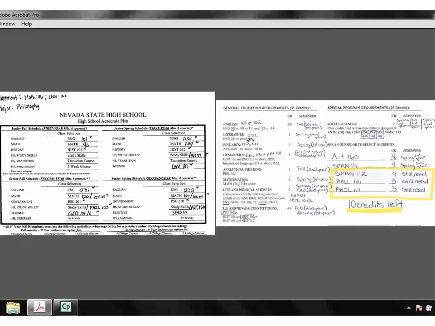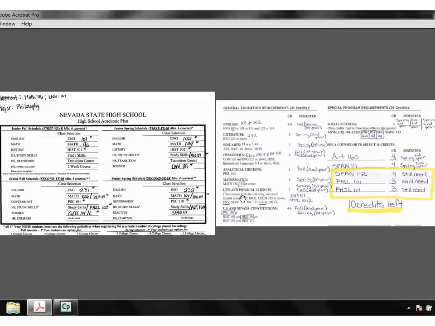Okay, Literature 232 was taken spring of second year. English 232, spring of second year. And you can continue down the list filling in the classes or courses that you took. There are a couple ones that you really need to be careful for. The Life and Physical Sciences is one.